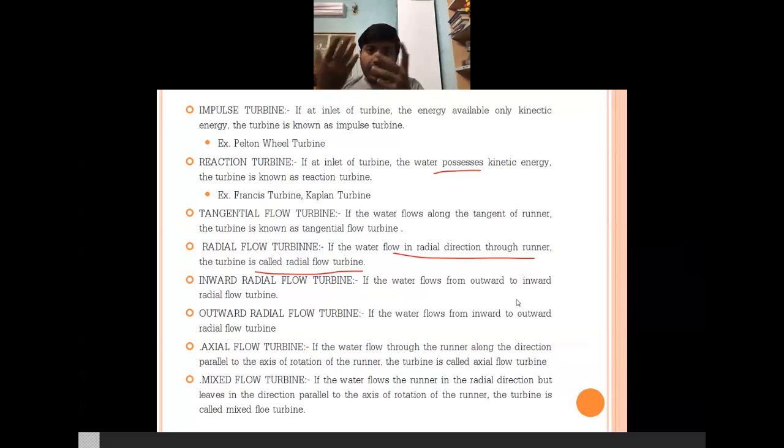Next comes the category of the axial flow turbine. As the name implies, if the water flows along the axis of the turbine, parallel to the axis of rotation, or the axis of the runner, then it is known as the axial flow turbine. मतलब जो water flow कर रहा है वो अगर turbine का जो axis और runner का जो axis है उसके बराबर flow करेगा, so that is known as the axial flow turbine.